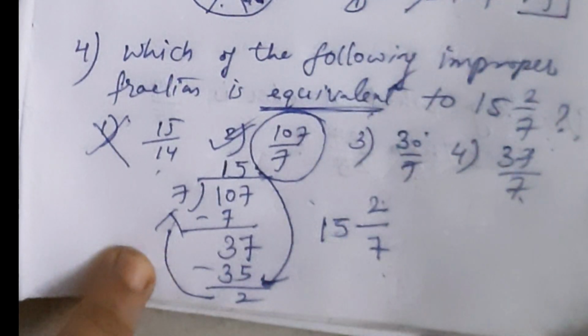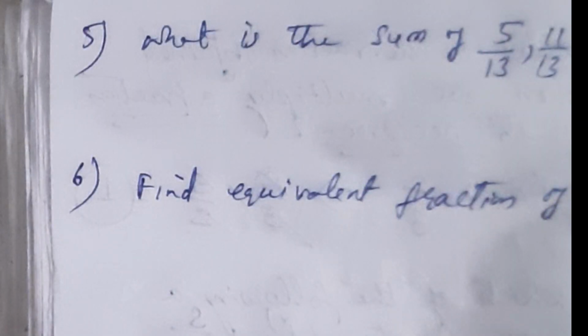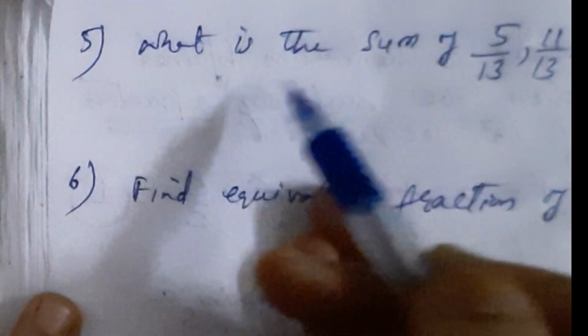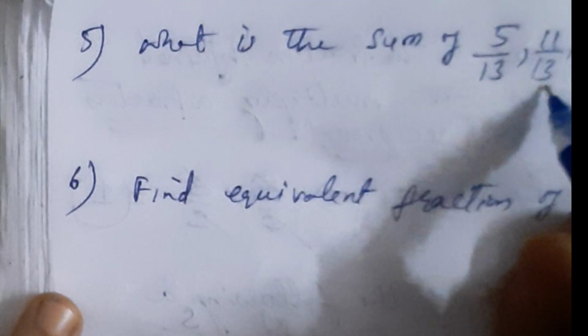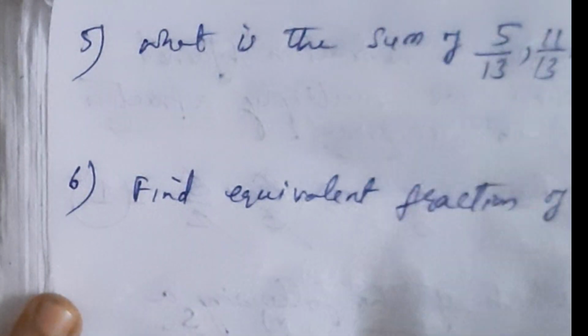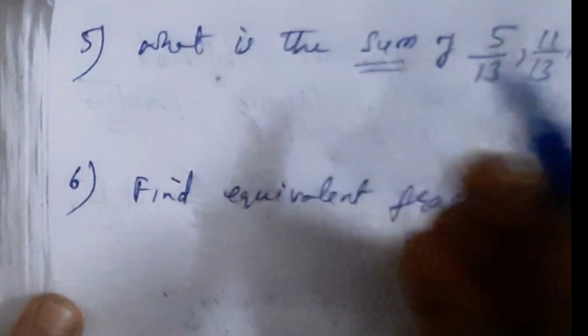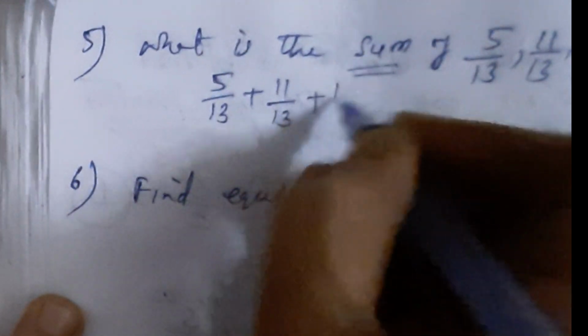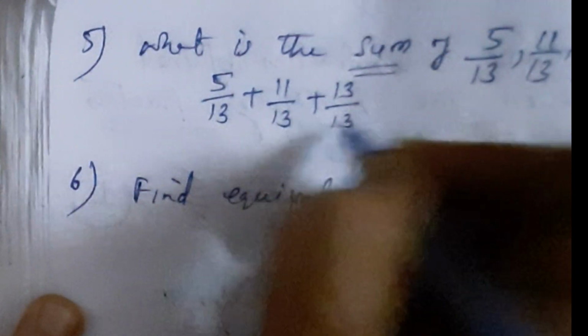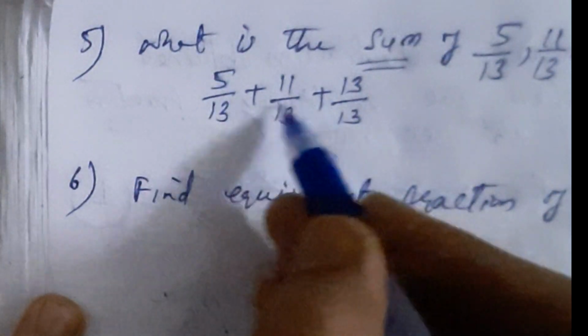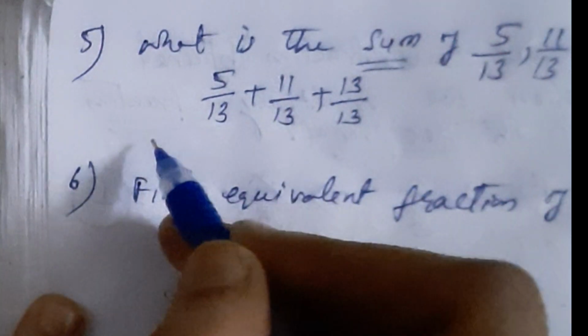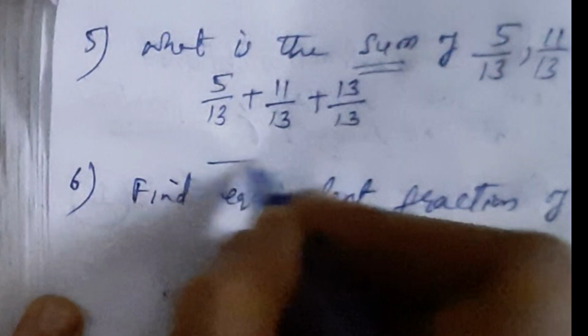Here the next question is: what is the sum of 5 upon 13, 11 upon 13, 13 upon 13? Sum means addition, so we need to add all the numbers. When the denominator is the same in the fractions, we need not get the LCM. Otherwise, we need to get the LCM of the denominators. So this kind of question is very easy.